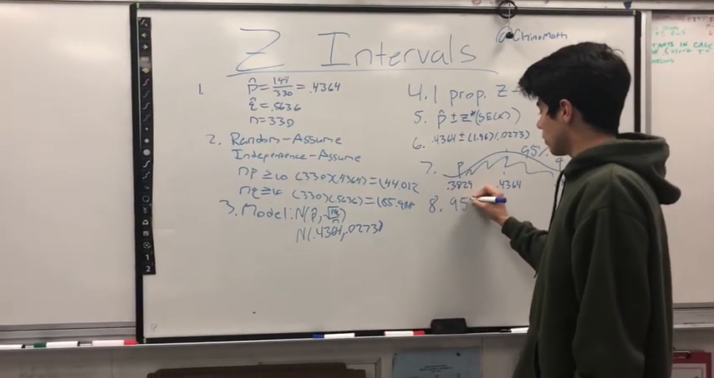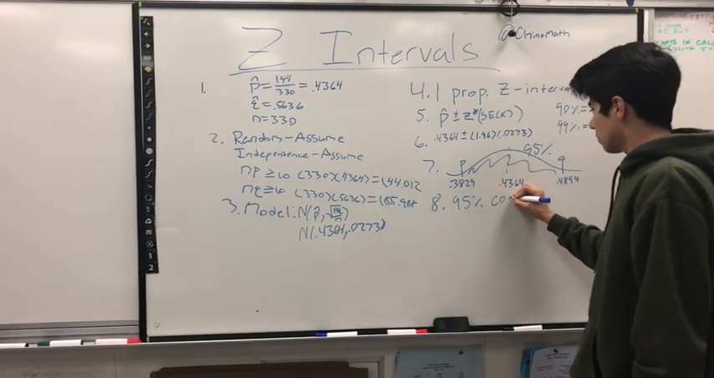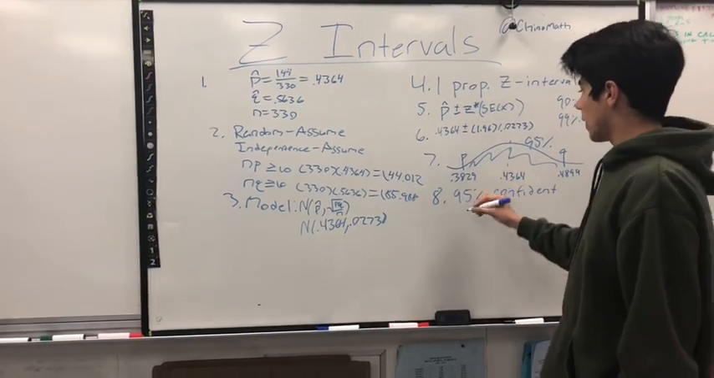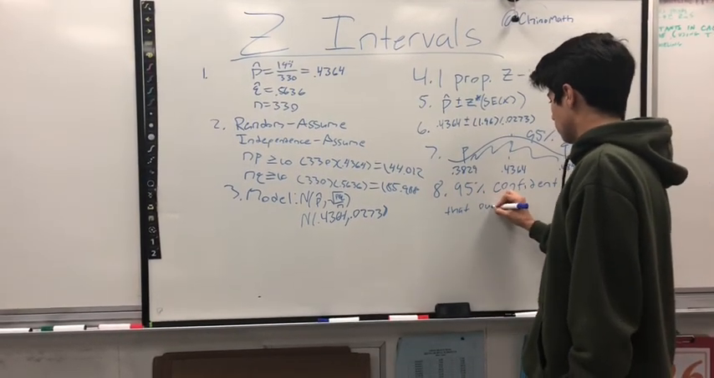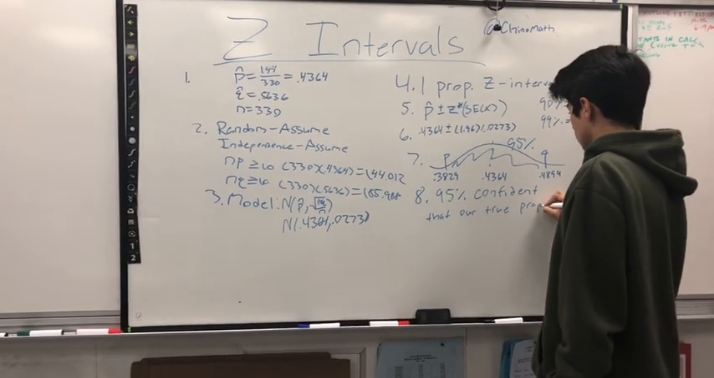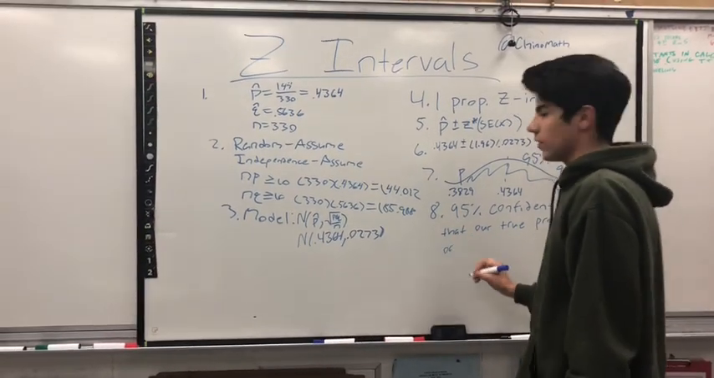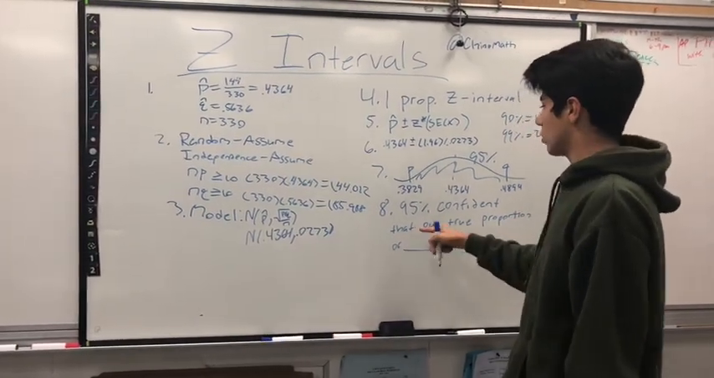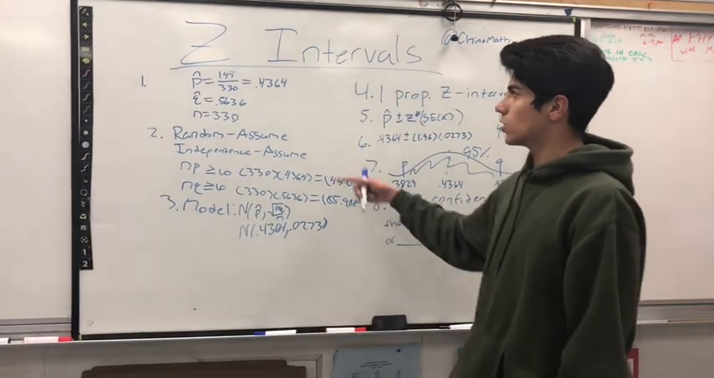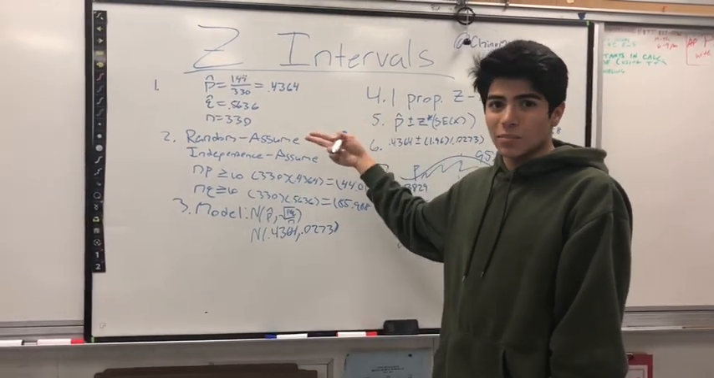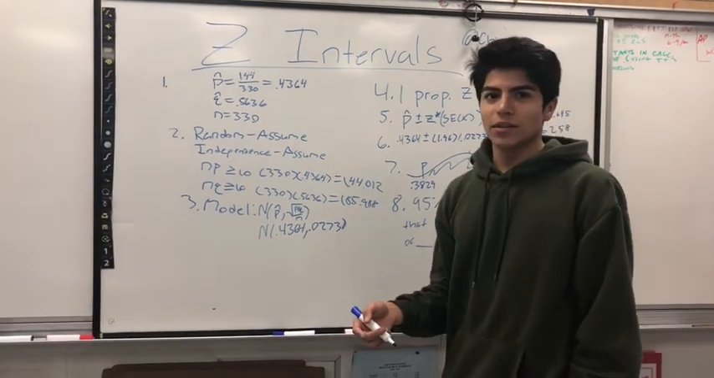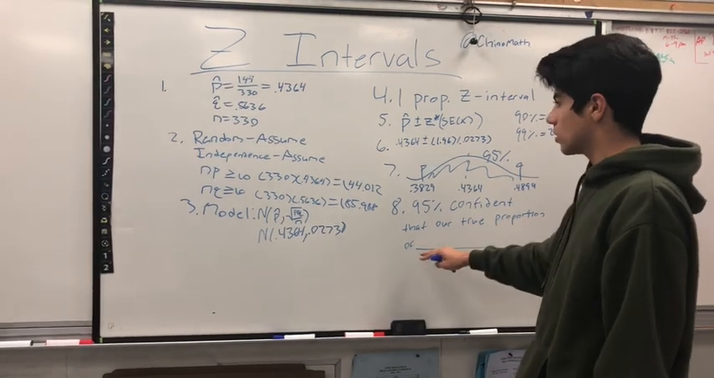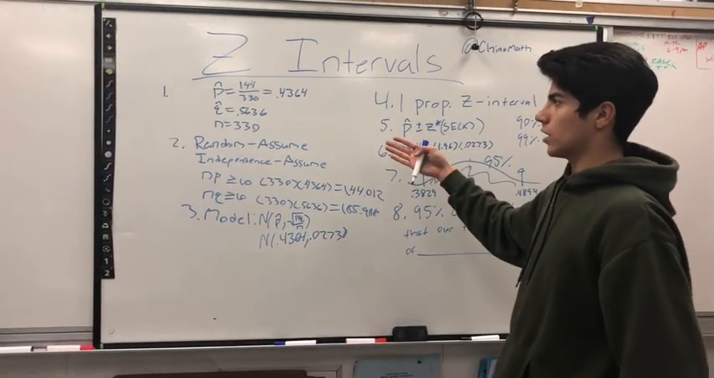Now this brings us to our conclusion. Using a 95% confidence level, we can say that we are 95% confident that our true proportion of... In many different problems you'll have different things here. In this case, it'll be 95% confident that the true proportion of voters that would vote yes on the budget falls within 0.3829 and 0.4899.